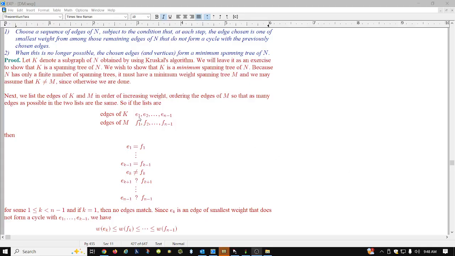Okay. So here are the edges of K, E1 through E(n-1). Here are the edges of M, F1 through F(n-1). And E1 is equal to F1 and so on down to E(k-1) equal to F(k-1). This is where they first differ, and we don't know what's going on for the rest of them. If k equals 1, then there are no matching edges, which is certainly possible.